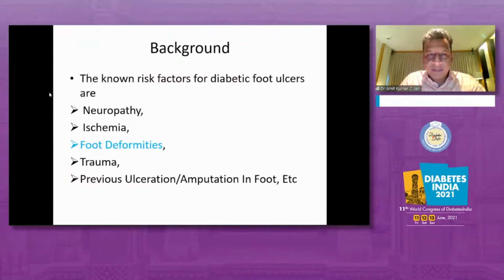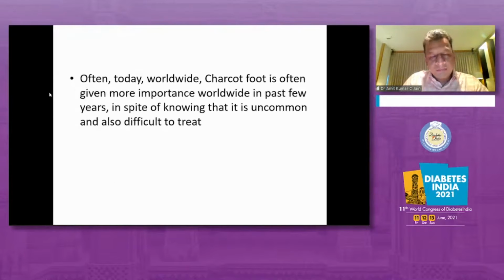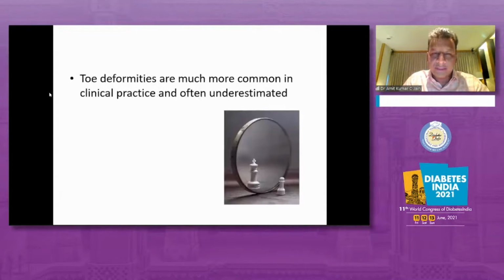We are aware that diabetic foot ulcers are caused due to multiple factors, and they include neuropathy, ischemia, foot deformities, trauma, and previous ulceration. If you look at foot deformities, often various deformities exist in forefoot, midfoot, and hindfoot, consisting of hammer toes, claw toes, mallet toes, hallux valgus, Charcot foot. Today, everybody is talking about Charcot foot and giving much importance to it. It's actually uncommon, though we are seeing increased cases, and it's often difficult to treat.